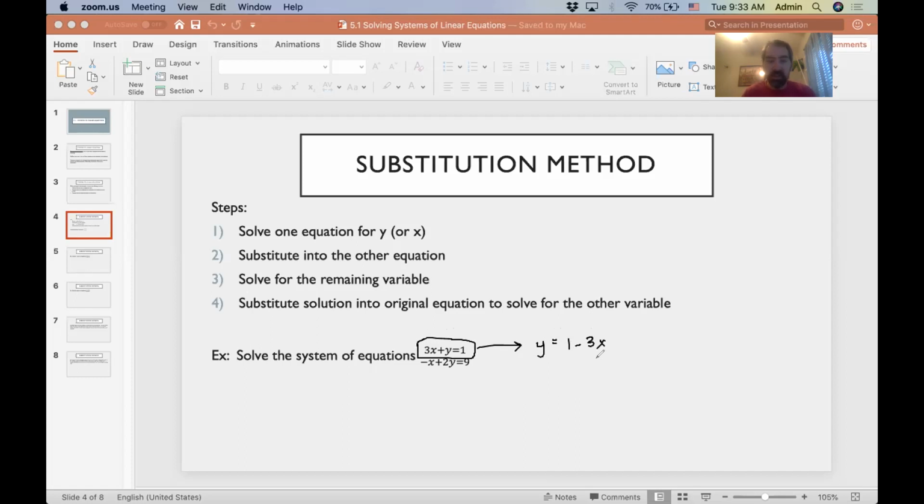That's my step one. Now for step two, I'm going to take this 1 minus 3x and substitute it into the other equation. I'm replacing this y with 1 minus 3x. This becomes negative x plus 2 times 1 minus 3x equals 9. Now I have an equation in one variable, the variable x, and I can proceed with step three, where I'm solving for x. I'm getting x by itself on one side.